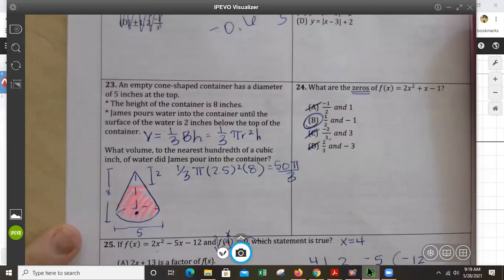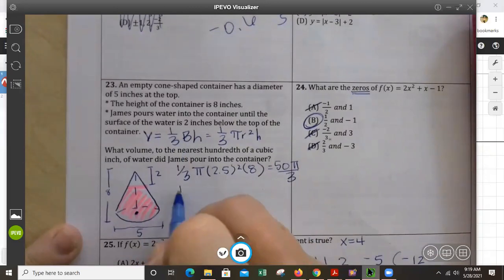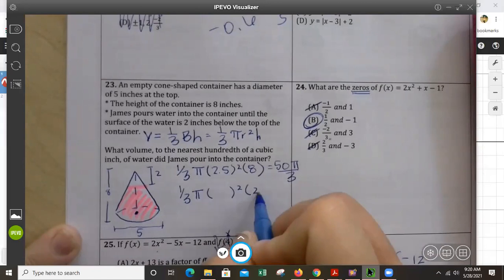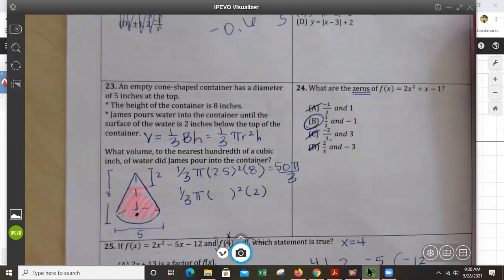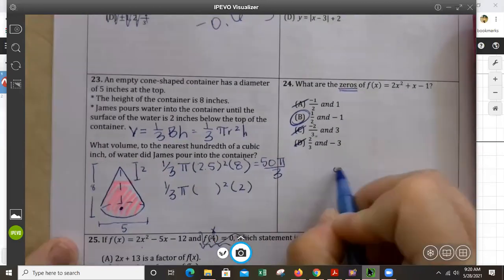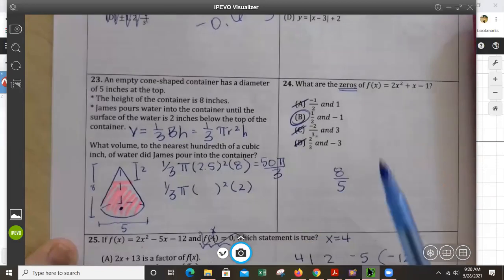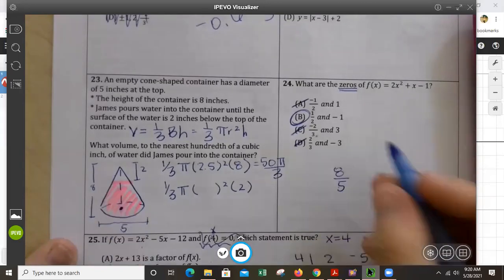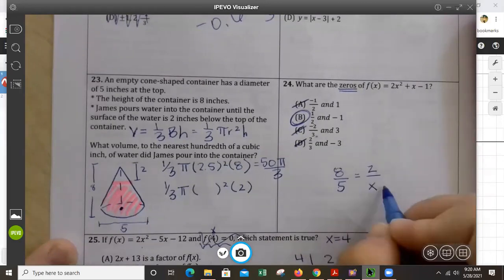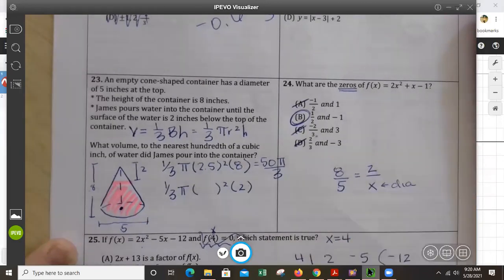All right, so we have the height of the smaller one. What we don't have is the radius. So we have the height is 2. To find the radius, you have to do a proportion. This one is a really crappy problem because of this right here. So if our proportion is 8/5, I'm going to do this over here to the side. The height to the diameter, so 8/5. We're going to do the height of the smaller one to the diameter of the smaller one. So remember, that's a diameter.